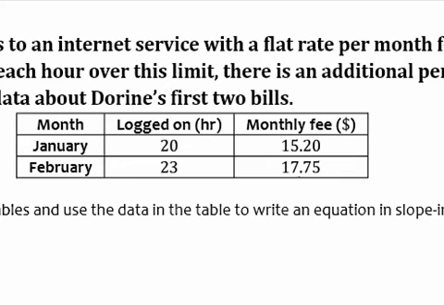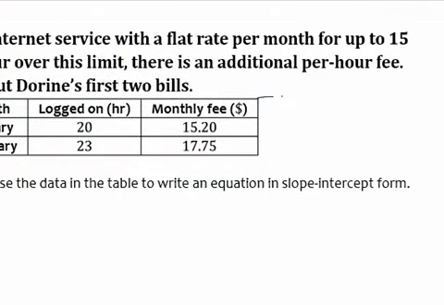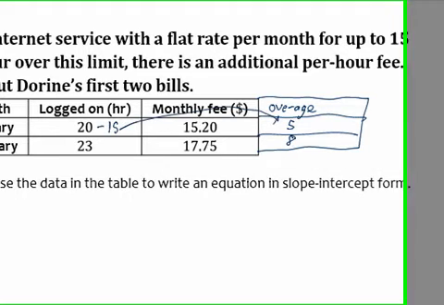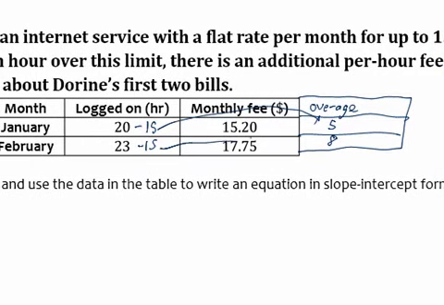February, 23 hours, $17.75. I think we need to create a third column and go with, instead of how much she was logged on, we'll say the overage. If you've ever paid a cell phone bill, if you go over your monthly minutes, you pay a certain amount per minute. Well, she's logged on 15 or 20 hours. She's 5 over here, and then she's 8 over here. 20 minus 15 gives you the 5. 23 minus 15 gives you the 8. So that's really what we care about.